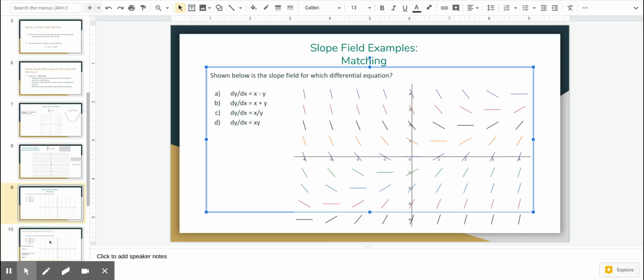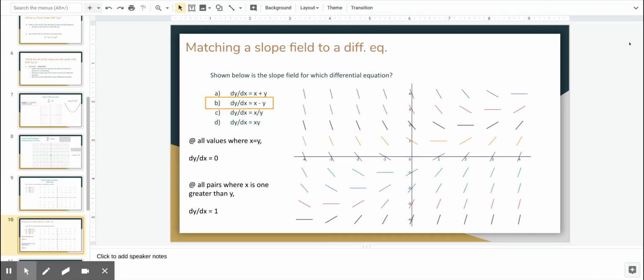Okay, let's take a look. So the answer is B. It's dy dx equals x minus y. Hopefully you had some success with that. Let's talk about why it's B.